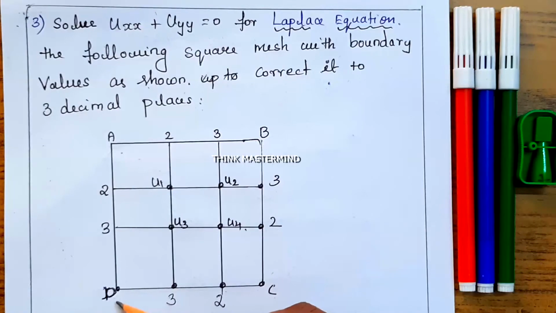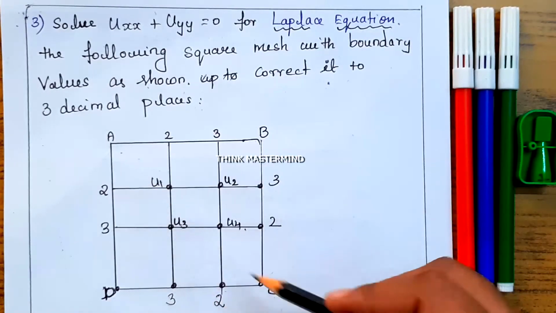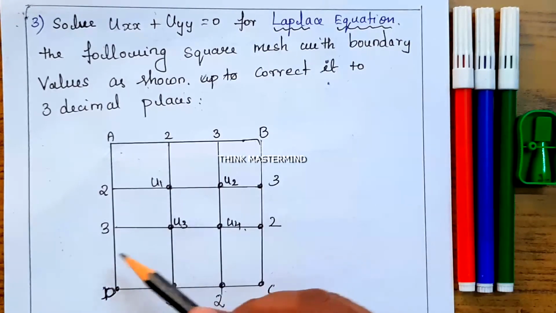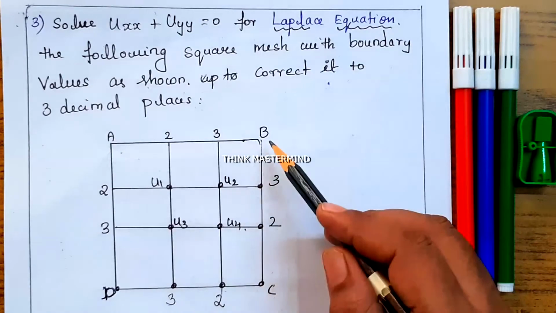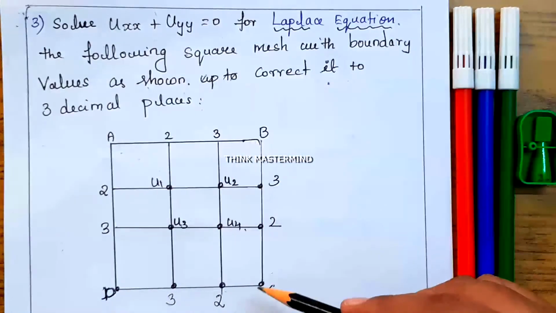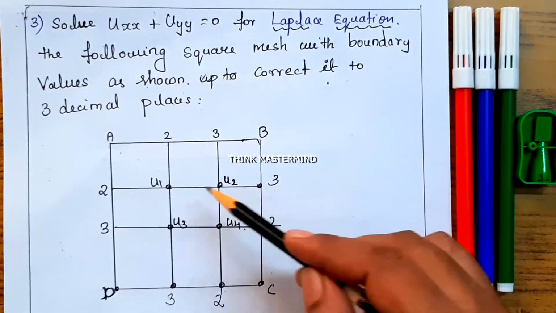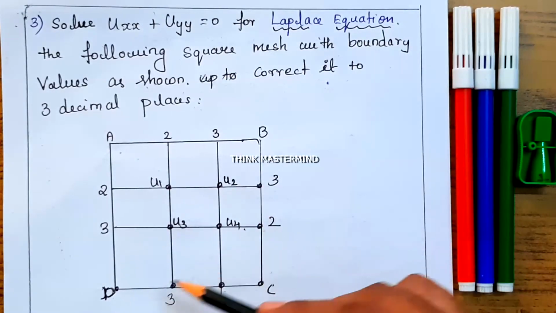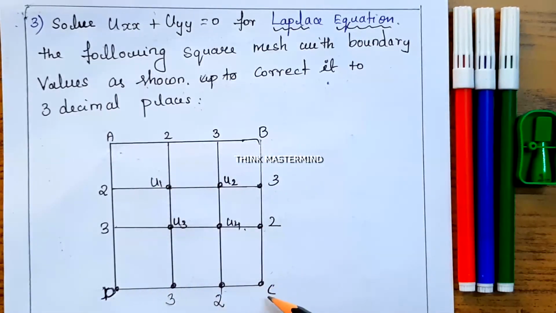So here I am considering the diagonal lines AC and DB. Along diagonal AC, it is symmetric about the diagonal AC and diagonal DB. Suppose you fold this along the diagonal and coincide A and C, then 3 and 3 coincide, 2 and 2 coincide. So that's why it is symmetric about DB. Similarly, it is symmetric about AC.